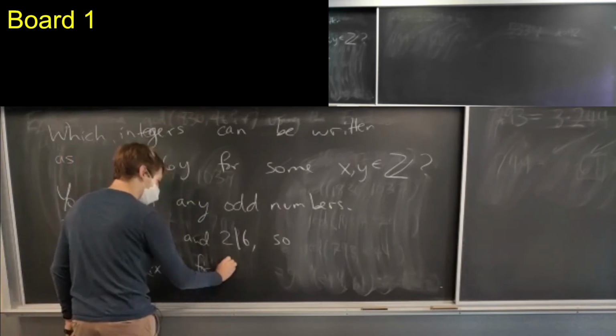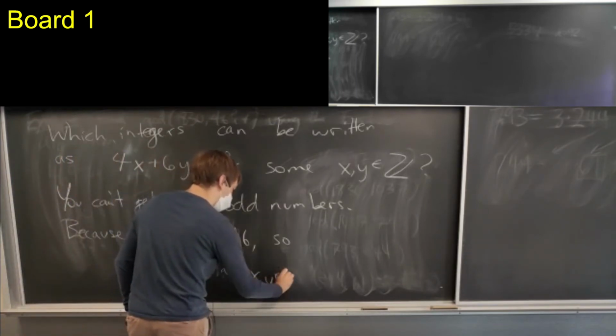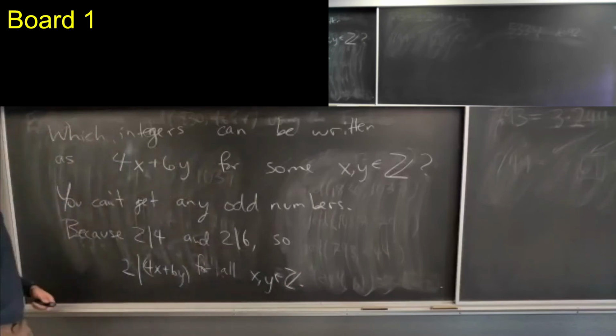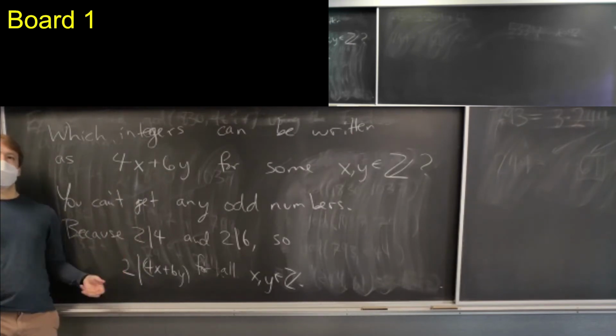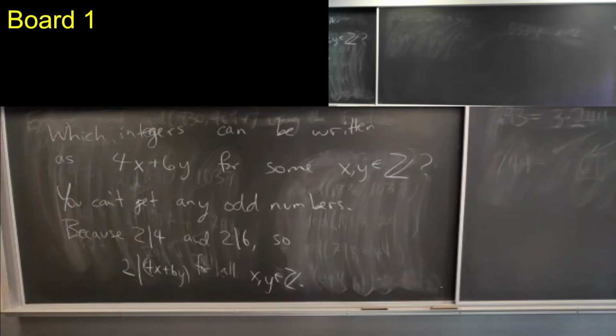for all integers x and y. So in other words, since these things are even, 4 is even and 6 is even, any kind of combination like 4x plus 6y will always be even. So you can't make any odd numbers.